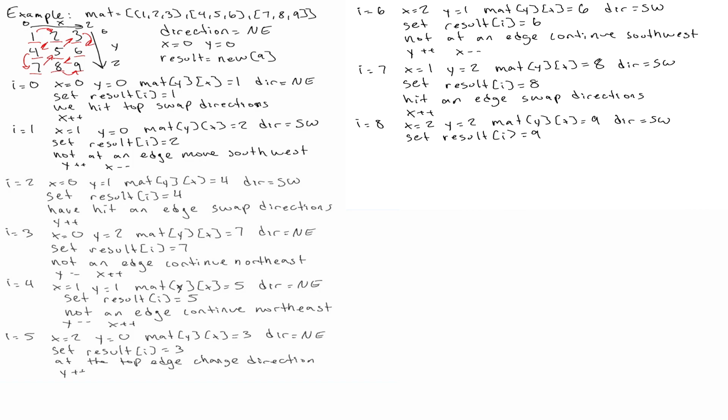And then if we wanted to, we would still probably swap sides. So we hit an edge, swap directions, except we have nowhere to go because we're done. So then we'll go ahead and return result, which equals 1, 2, 4, 7, 5, 3, 6, 8, and 9, which should be correct. Cool. I'm not sure how this is going to be edited, but let's go ahead and hop back into LeetCode and take a look at how we can code this.